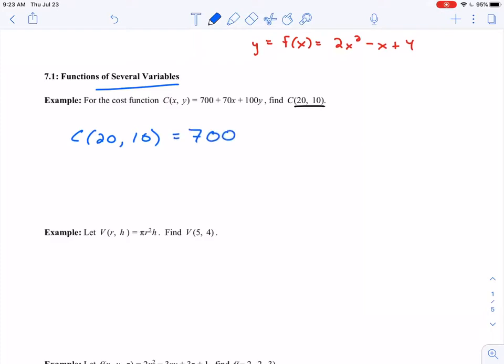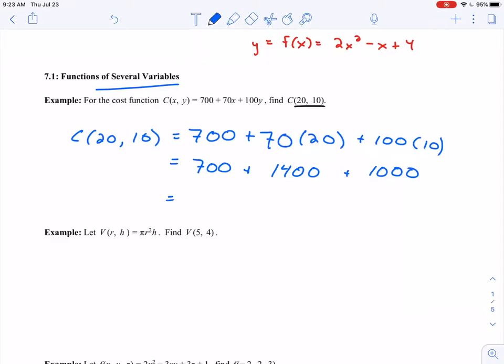So 700 plus 70 times x, we said x was 20, plus 100 times y, that's 100 times 10. Here I've got 700 plus, what do I have here? 1400 plus 1,000, so I've got 2,100, I should have 3,100 here. There is my result. So really I just want to get used to seeing functions of several variables, working with them, evaluating them. This first section is going to go really, really quick.